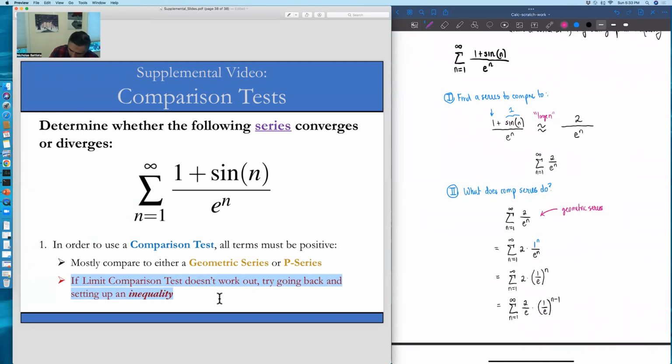For a geometric series, what really matters is identifying our r value. For a geometric series to converge, what we need is the absolute value of r to be less than 1. In this case, we have the absolute value of r is equal to 1 over e. Remember, e is about 2.717, a whole lot of change after that. So this thing is indeed less than 1. So the series we're going to try comparing to converges.